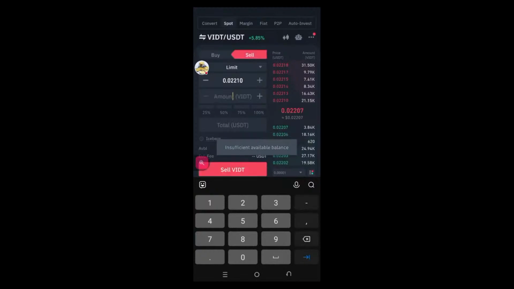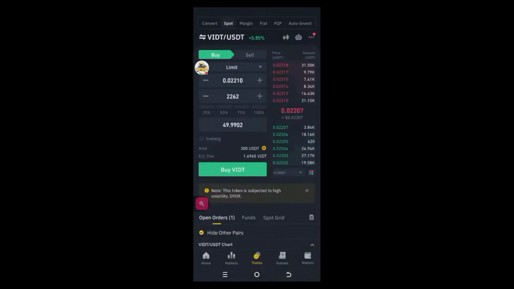So let me pick it. I'll pick the higher price. And let's buy $50 worth. Let's buy it. Done, obviously. You can see the price automatically changes to 2210.